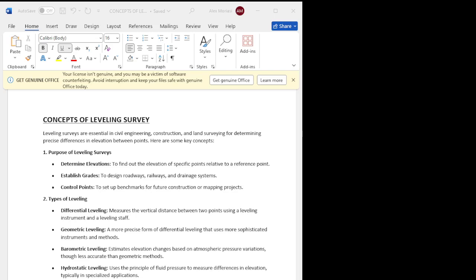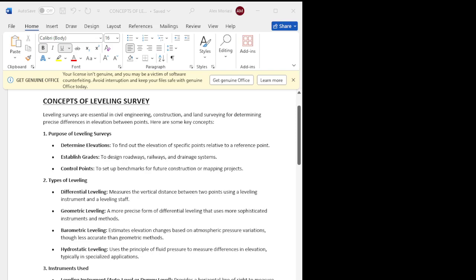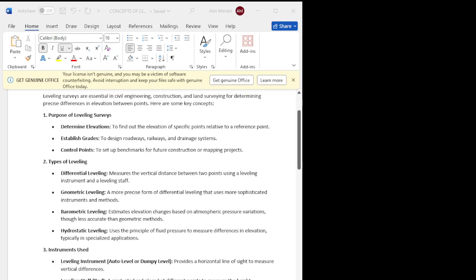Point number two is all about types of leveling. We have different types of leveling. Number one, we have differential leveling. Number two, we have geometric leveling. Number three, we have barometric leveling, and lastly we have hydrostatic leveling.